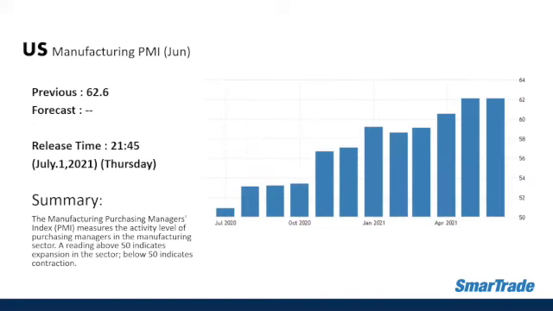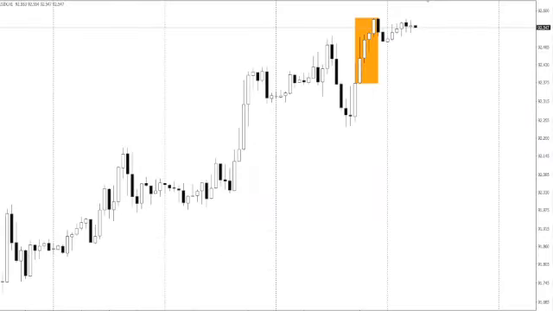Also, we have the manufacturing PMI for US for the month of June. Previous data was 62.6. And for the month of June, the actual data is 62.1, so slightly lower than the previous data. And the dollar index, right after the release of the PMI and the weekly initial jobless claims, had a modest gain around the 92.50 level. And during the Asian session, the price still remains at 92.50.